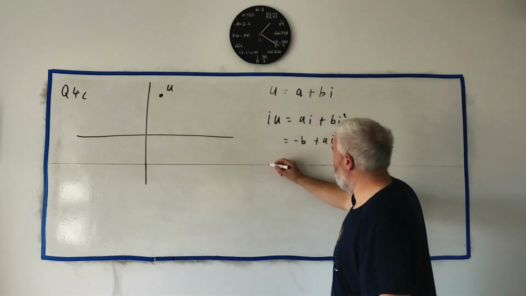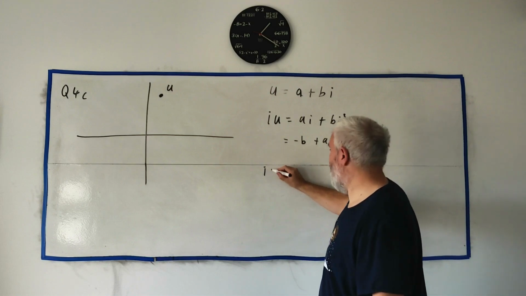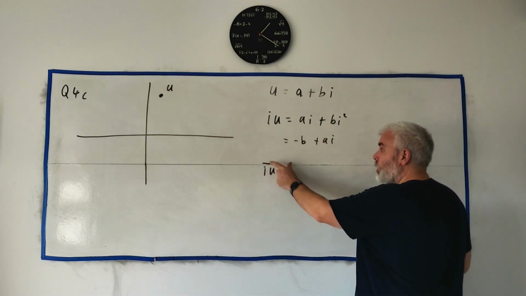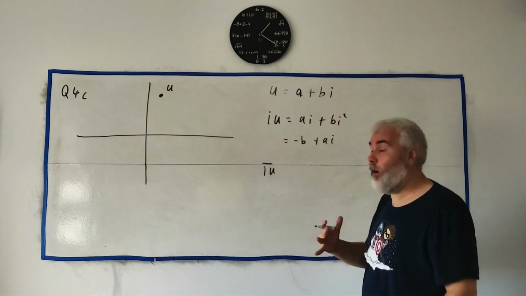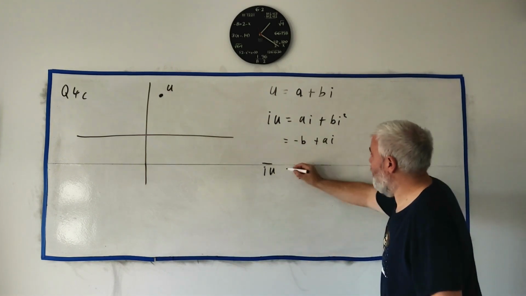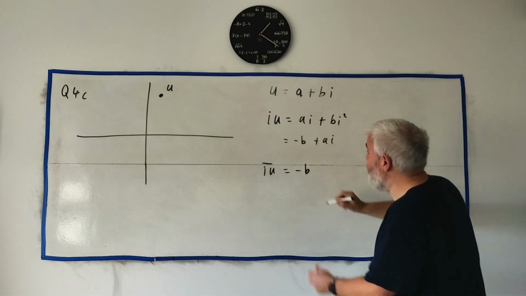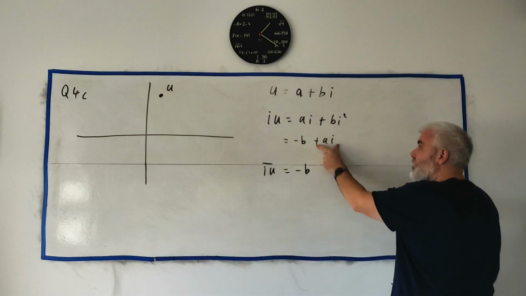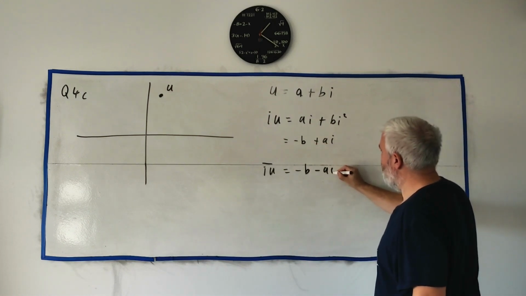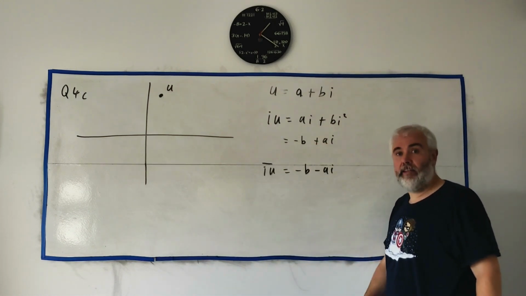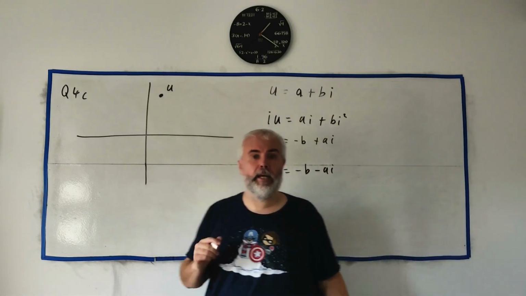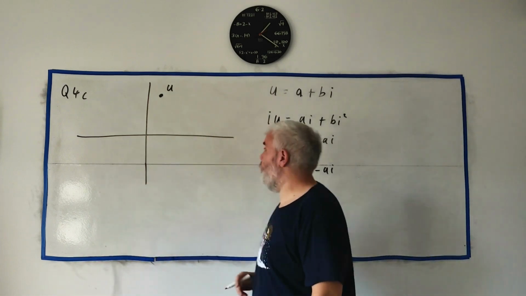That's it. Then they also ask us to calculate IU conjugate, the complex conjugate of this one here. And that's just equal to, we leave the real number alone, conjugates don't touch the real, they just change the sign of the imaginary: minus AI. And then for part 2, they simply ask us to plot both of these on the drawing here.